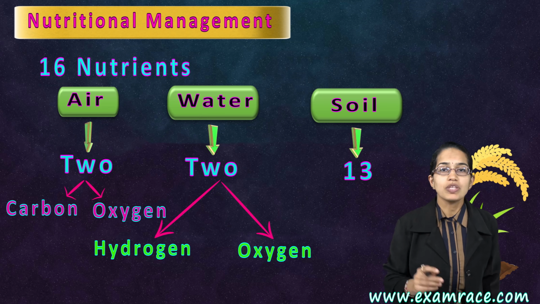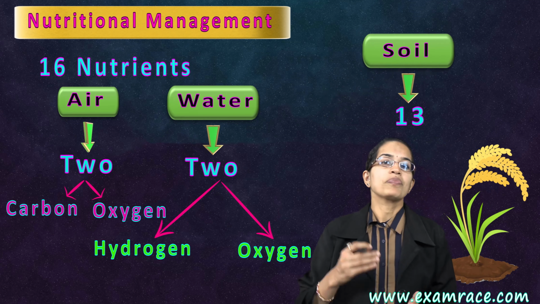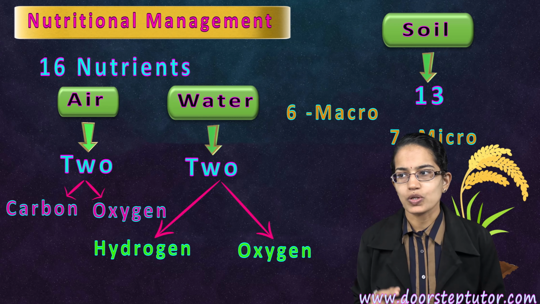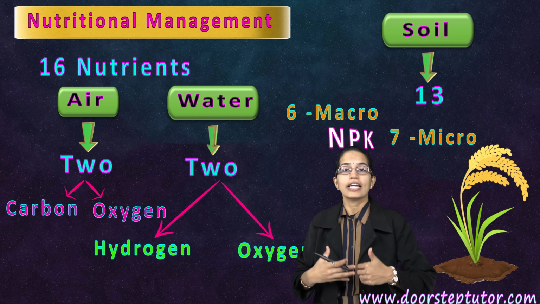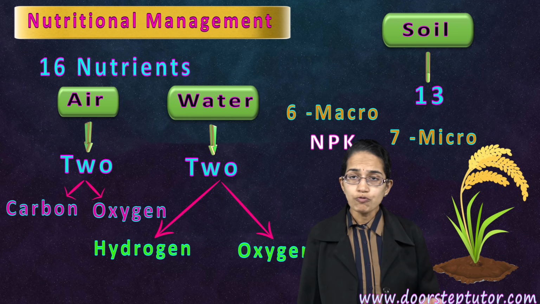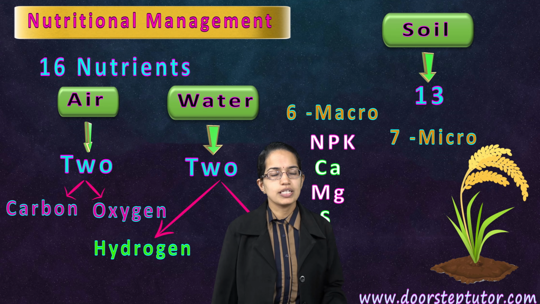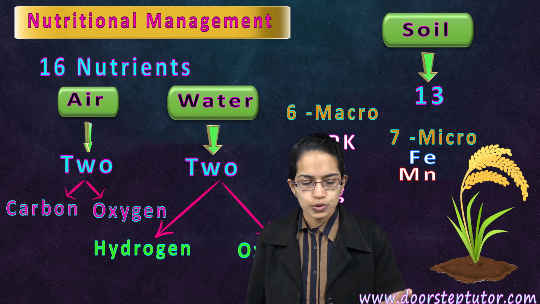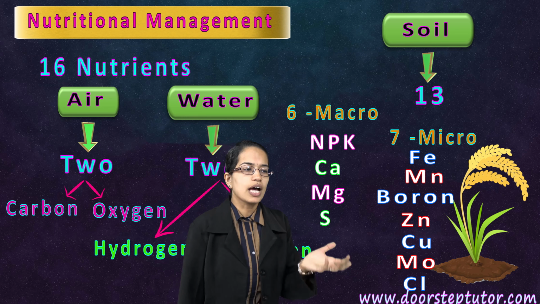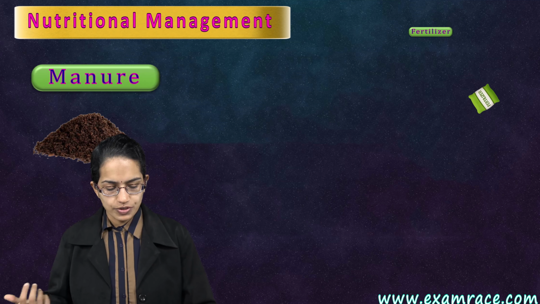From the soil we have 13 elements that are obtained, 13 nutrients that are obtained. 6 are called as macronutrients, remaining 7 as micronutrients. So macronutrients are the NPK fertilizers that we talk about, the nitrogen, potassium, and phosphorus, followed by calcium, magnesium, and sulfur. The micronutrients are iron, manganese, boron, zinc, copper, molybdenum, and chlorine. So these are the nutrients that we have. Then we focus on manures and fertilizers.